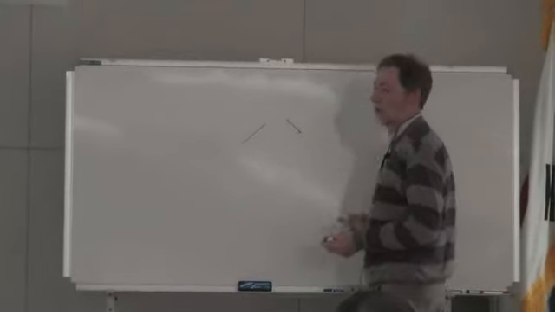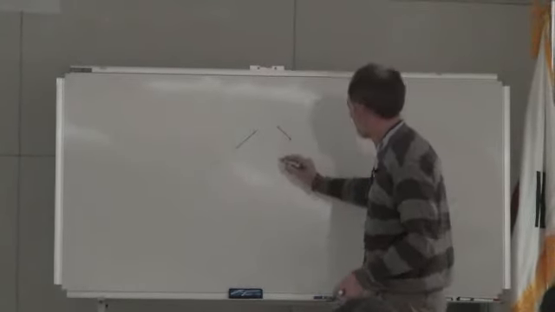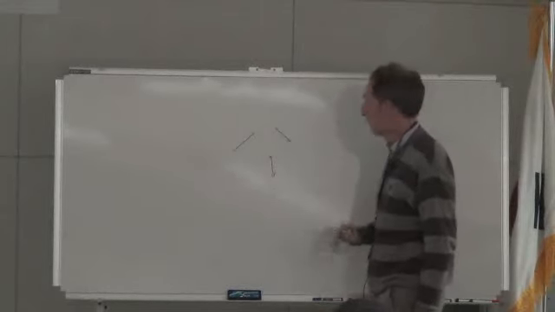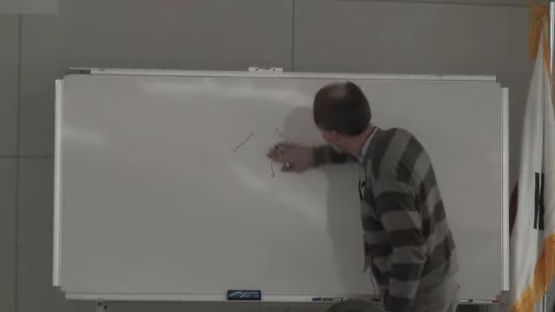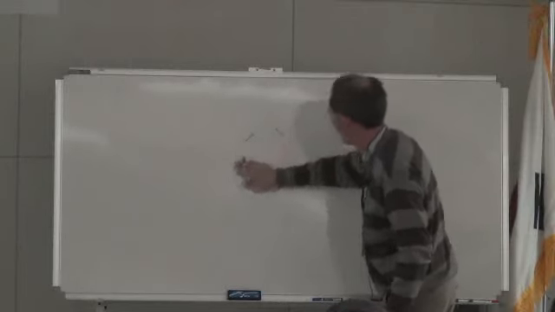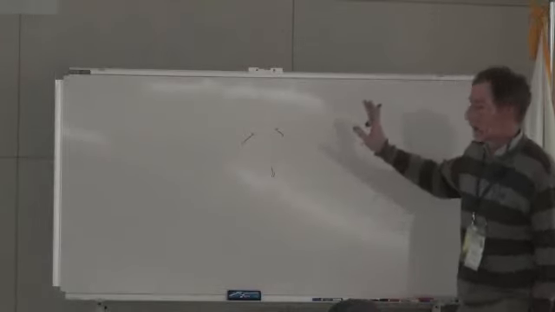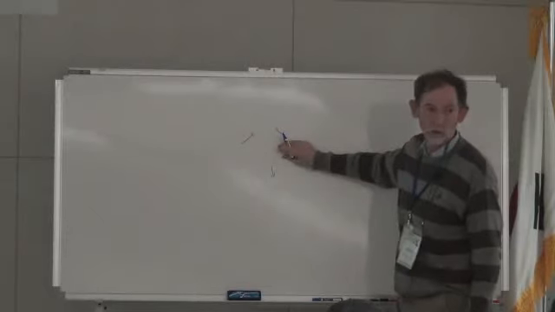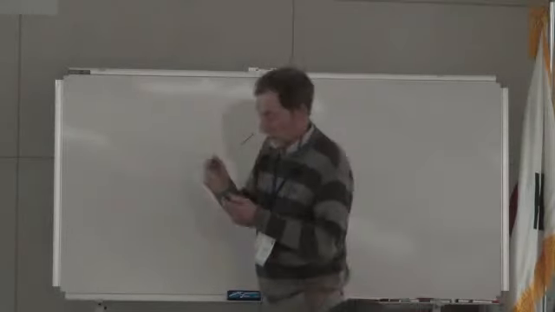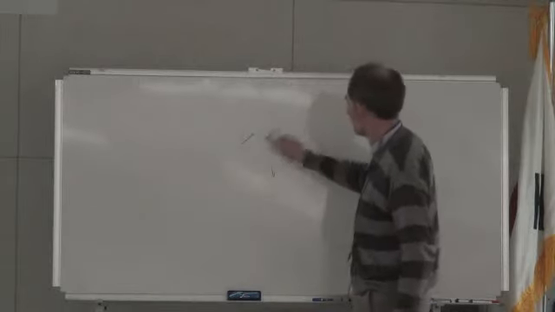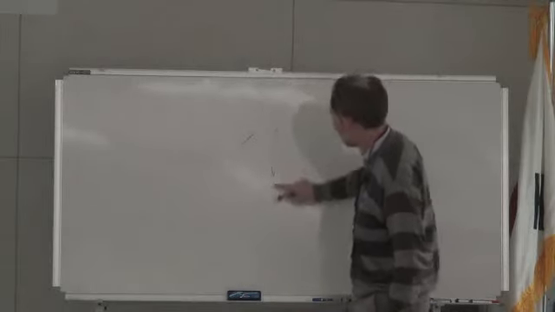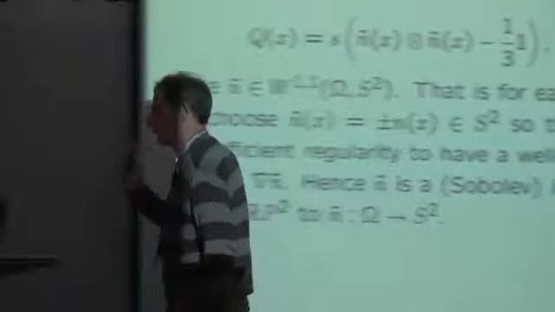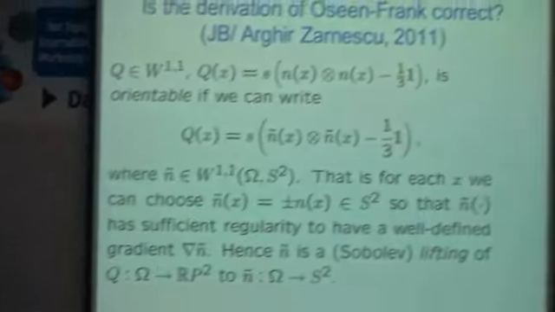So if you like, a double-headed arrow at each point. Here's one point, here's another point. Now you can easily turn that into a vector field. At each point you've got two antipodal unit vectors, and you just rub out one of the arrows, and now you've got a vector field. But of course, if you do that, you'll have very bad regularity for the vector field, and it won't have a gradient. So here's a kind of definition: this is orientable if we can, at each point, rub out one of the arrows so that what we've got left has enough regularity to have a gradient.